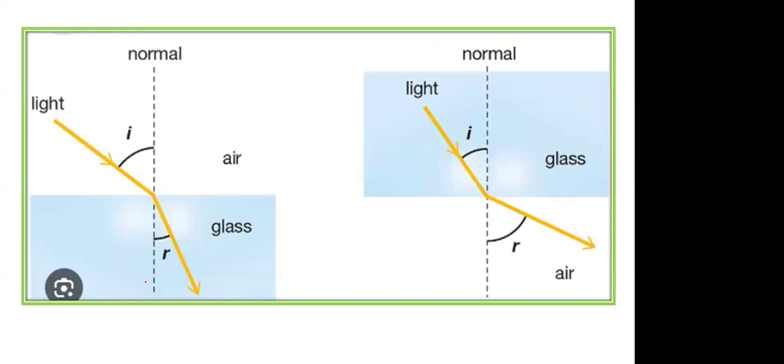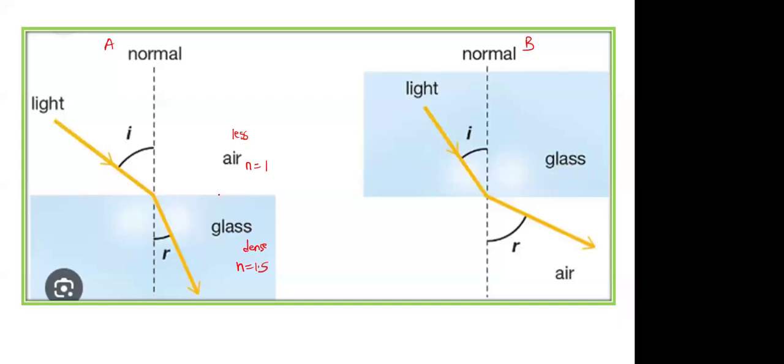We can continue. Now when you look at this figure, you can notice two things. We have A and B. When you look at figure A, this is air. Air is a less dense medium. Glass is a dense medium. Why? Air has a refractive index of 1. Glass has a refractive index of 1.5.